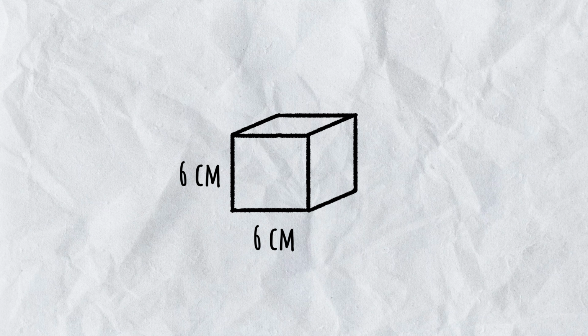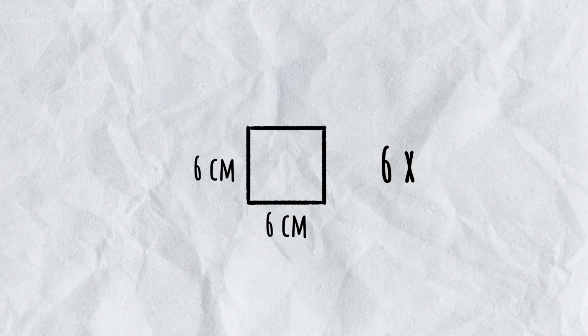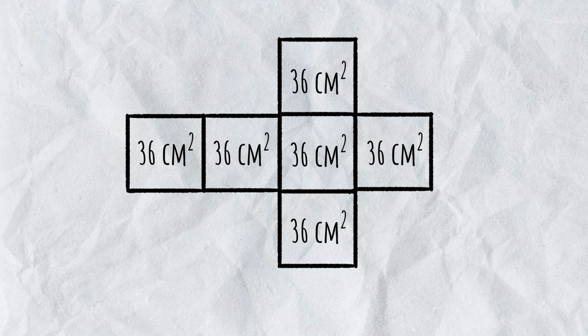So to work out the area of the first face, we simply need to do the length by the width. So that'll be 6 times 6, which equals 36 centimeters squared. And you're probably thinking, we've only worked out one face, what do we do now? All we need to do now is, because it's a cube and it's exactly the same, we just do 36 times 6, and that's for each face.